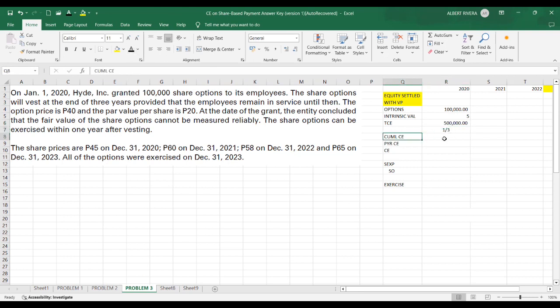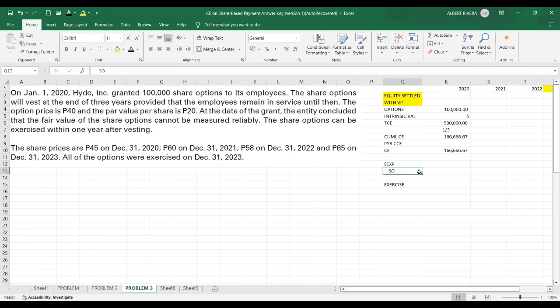The cumulative compensation expense then is 166,667, less the cumulative compensation expense of prior years. That is 0 here because this is just the first year, and the compensation expense is 166,667. So the entry here, you have your salaries expense or the compensation expense, debit, and credit your share options.